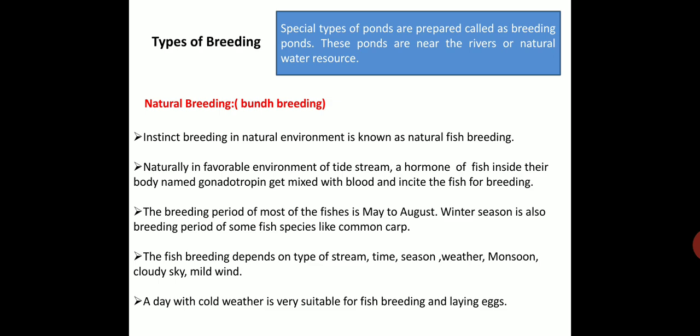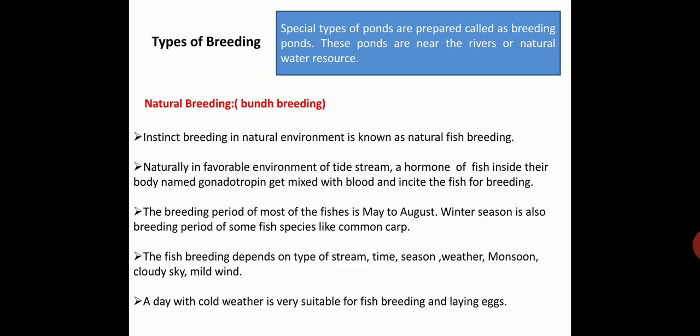So coming to the next part, that is breeding. There are two types of breeding, that is natural breeding and induced breeding. Natural breeding is also called bund breeding. Here special types of ponds are prepared, called breeding ponds, and these breeding ponds are near the rivers or natural water resources. Natural breeding or bund breeding.